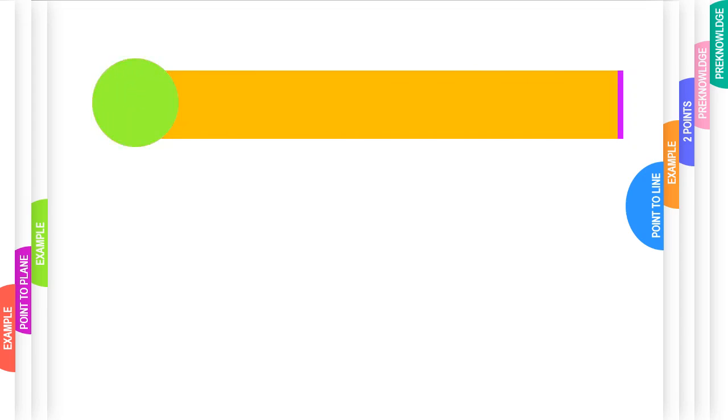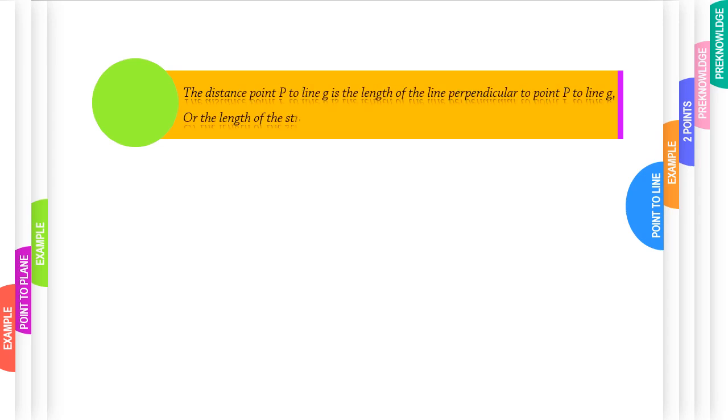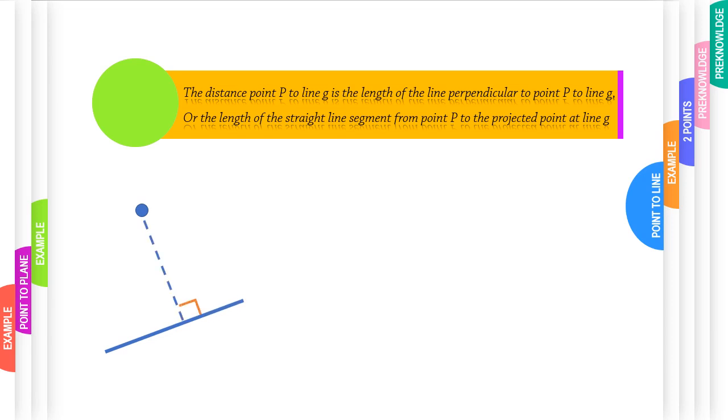Let's learn about distance between point and line. The distance point P to line G is the length of the line perpendicular to point P to line G, or the length of the straight line segment from point P to the projected point at line G. If we have a point and a line like this, we have to connect them by a straight line. Don't forget, connecting line must be perpendicular to the given line.